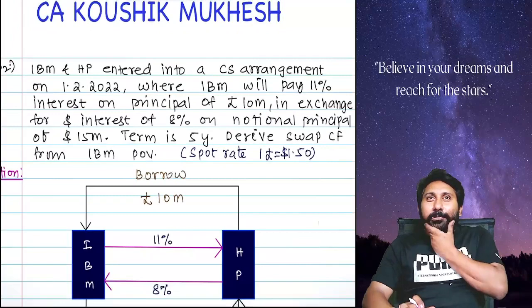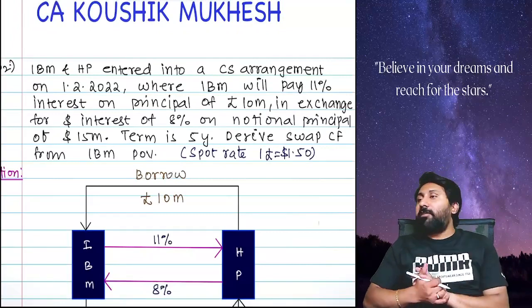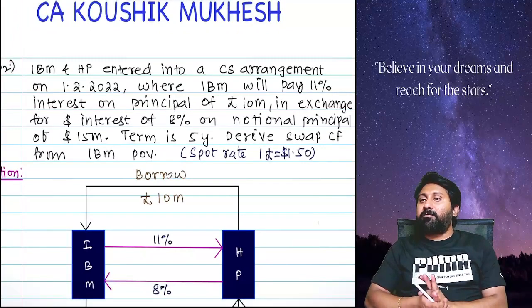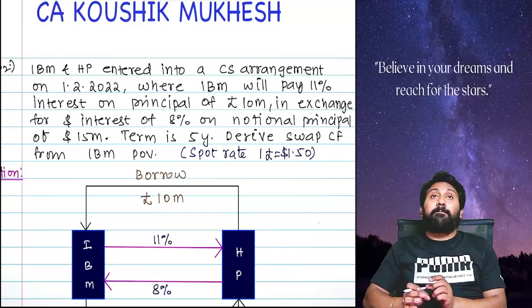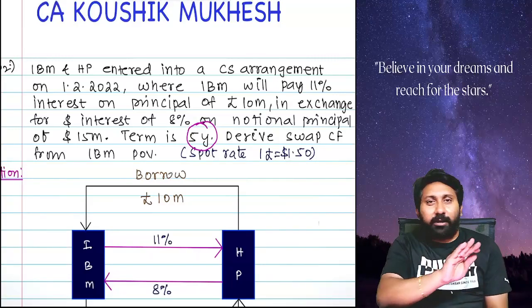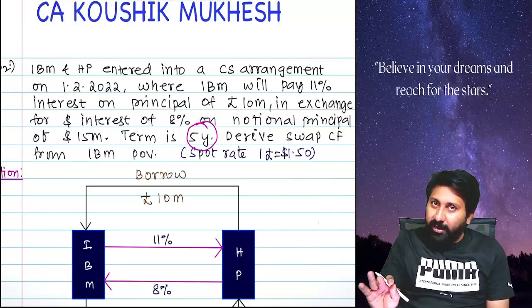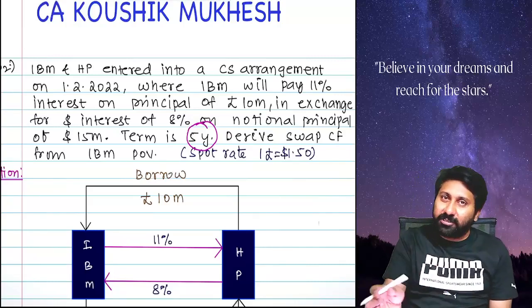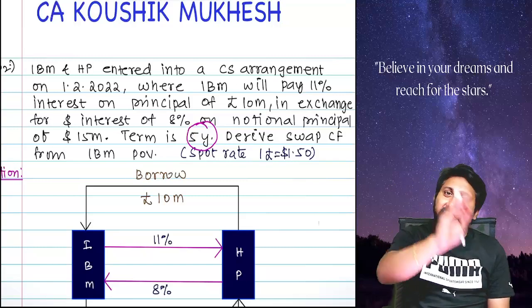Again, I am telling you why we can't go for forward hedging or money market hedging: because of the volume involved and the time period involved. Here, the term is 5 years. For 5 years, no fool will give you a forward rate, money market rate, currency options, or currency futures. All these will have expiry within a year.